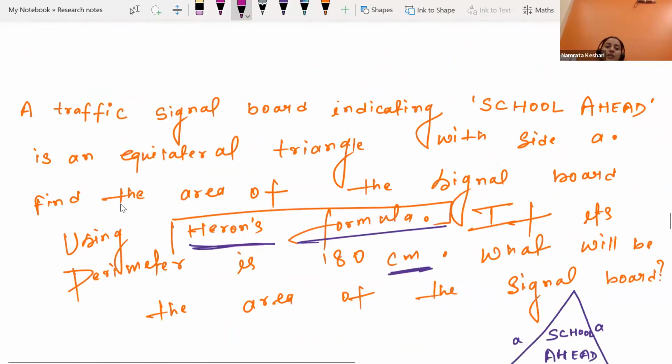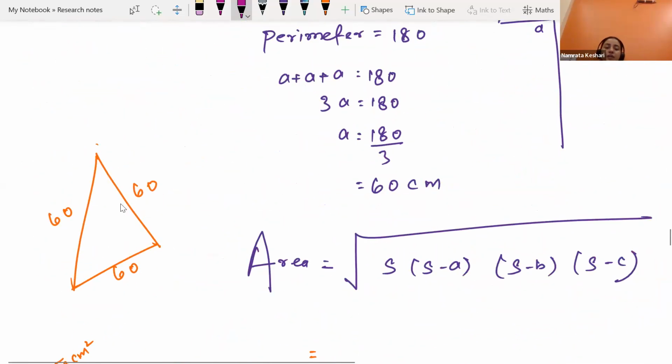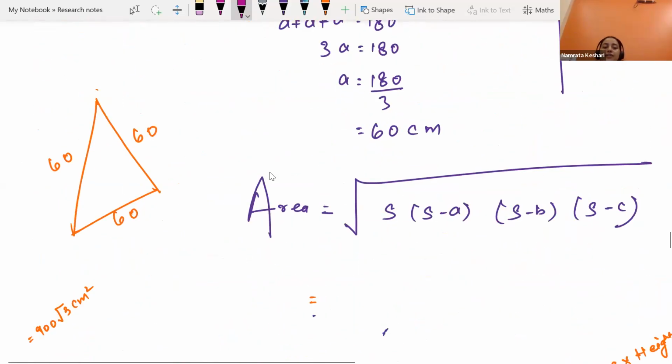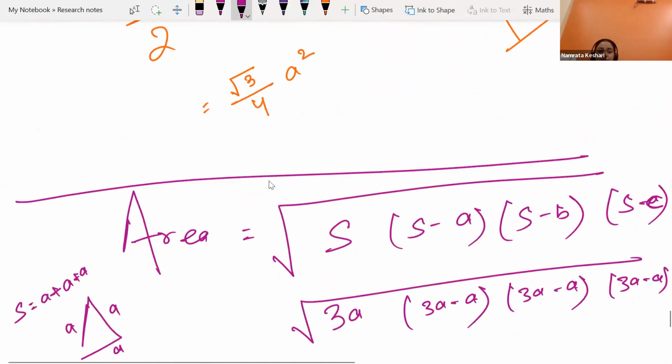Okay. So here we have to use Heron's formula for finding the area, and everyone is getting 900 root 3 centimeter square. Yes. Getting it? 900 root 3.